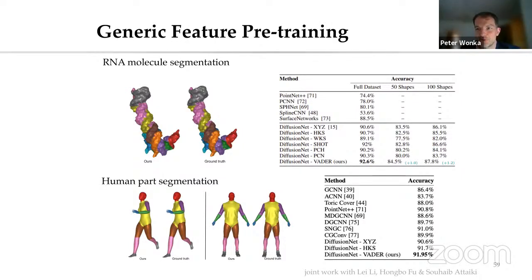So just a short follow-up. Let's say instead of these data sets where Google and Facebook have 300 million images, what impact do you think a data set of 300 million scans would have on this type of research?